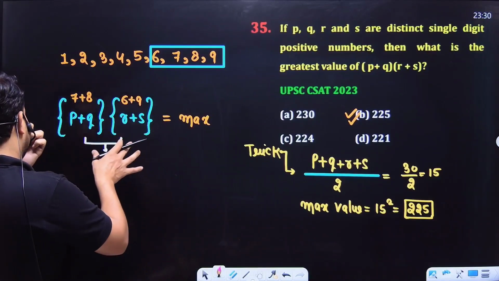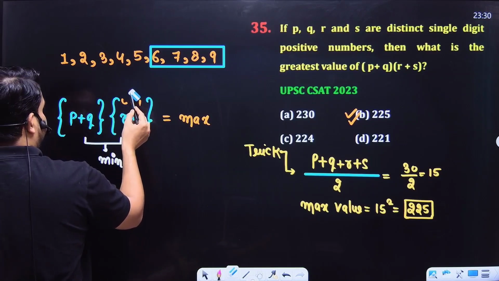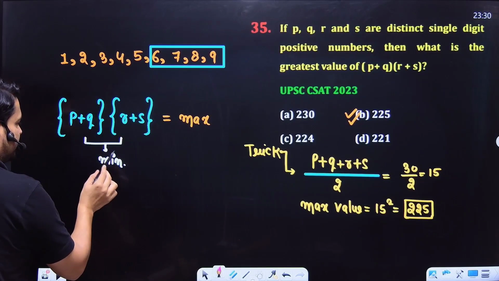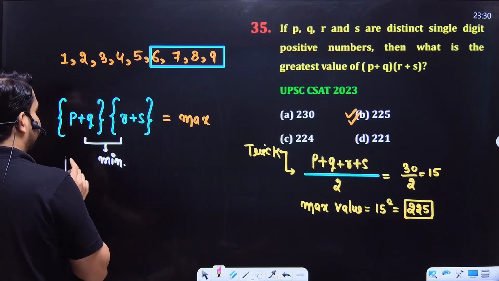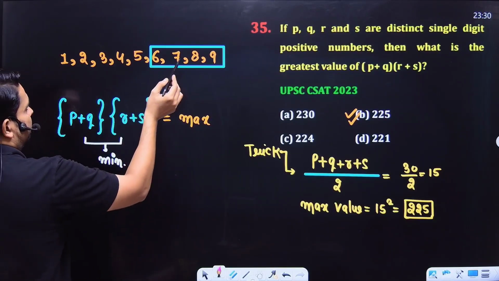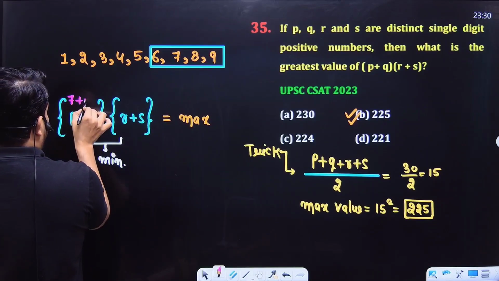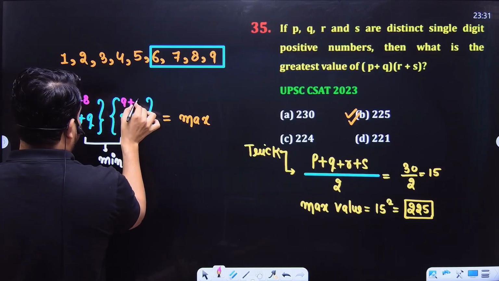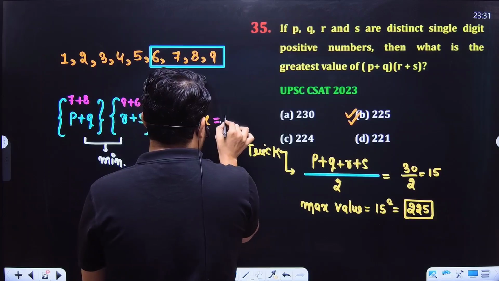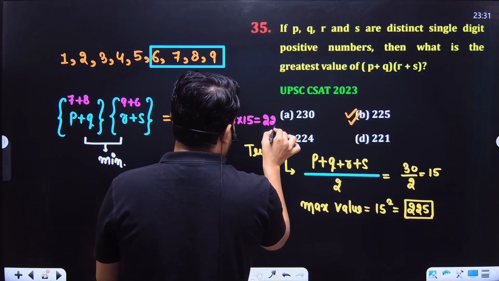Here is the basic of this question. And what is the basic? The basic is that you have to make this difference minimum, and it will be minimum when this one and this one are equal. So here it will become equal. 7 plus 8, 15. So I can write it 7 plus 8, or I can write it 9 plus 6. It will be minimum. So I have 15 into 15. That is, the maximum value is equal to 15 into 15, that is 225.